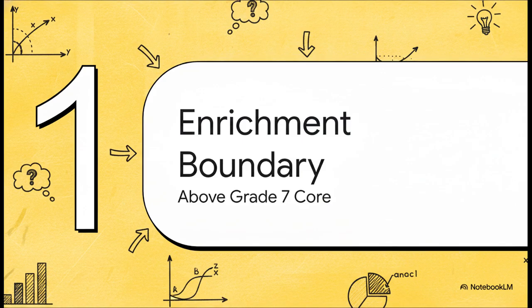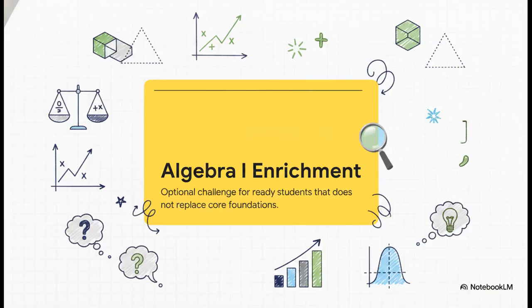Section 1, the enrichment boundary. Above grade 7 core. Okay, so first things first, we have to be clear about what this material actually is. It's strictly an optional challenge for ready students. You can think of this Unit 10 Lesson 4 data check as an above grade level extension. Now, it's perfectly designed to introduce advanced proportional reasoning, but, and this is a big but, it should never replace your grade 7 core foundations. Make sure you've got a rock-solid grip on basic rational numbers and foundational ratios before tackling this. It's really all about building upward from a strong base.